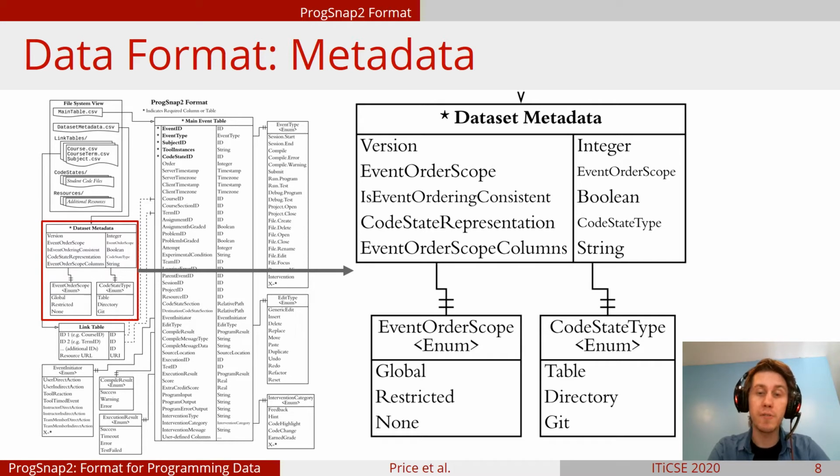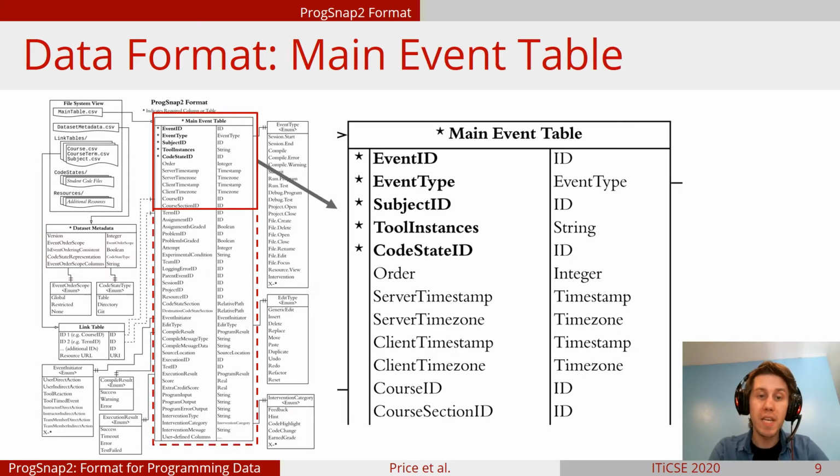It also includes information about the dataset, such as how code states are stored and how the events in the main table are ordered. The main event table is a central feature of a ProgSnap2 dataset. It consists of a collection of records. Each record is a tuple of values corresponding to the main event table columns.